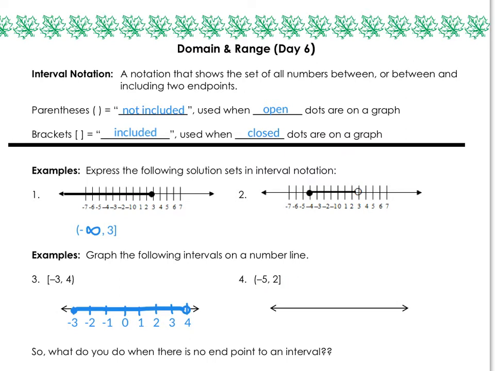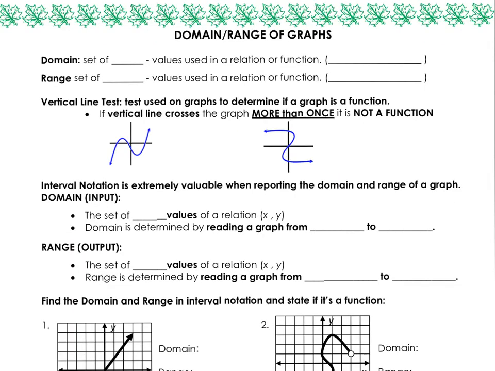Okay, let's move down to the next part. We're going to switch to the next page, so page 12 in your packet. Now we're going to talk about the domain and range of graphs. The domain is the set of x values used in the relation or function. These are your input values. And the range is your set of y values used in a relation or function, and those are also called your output values.